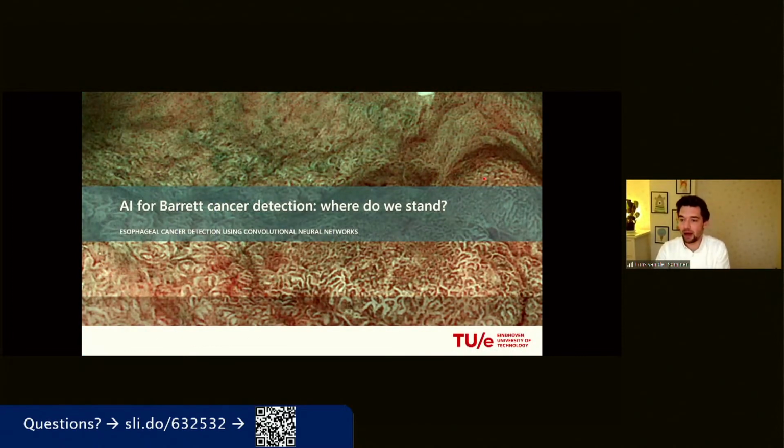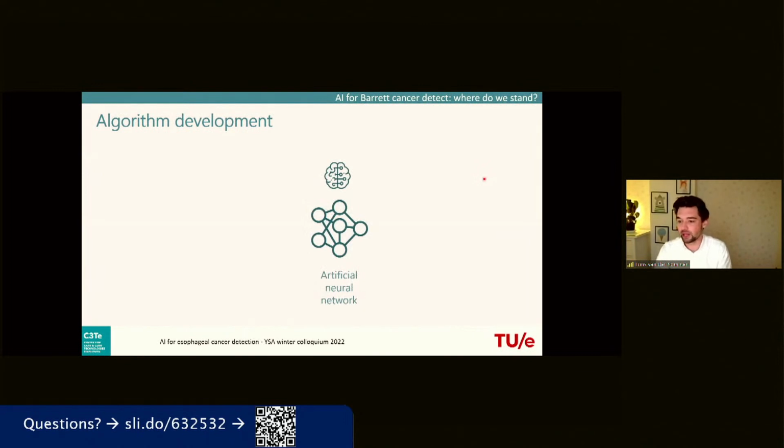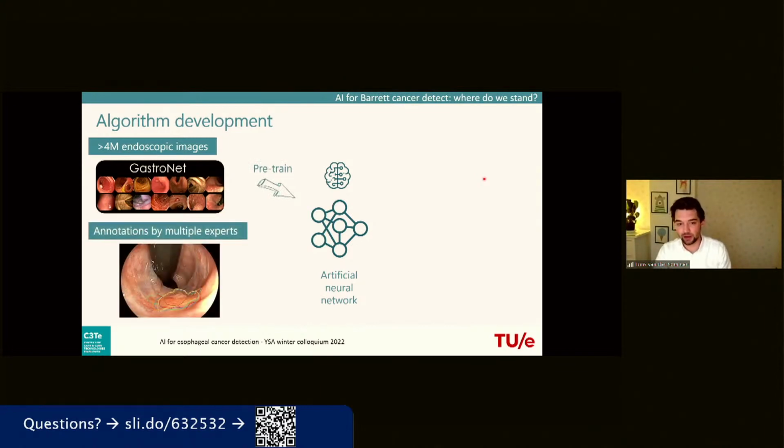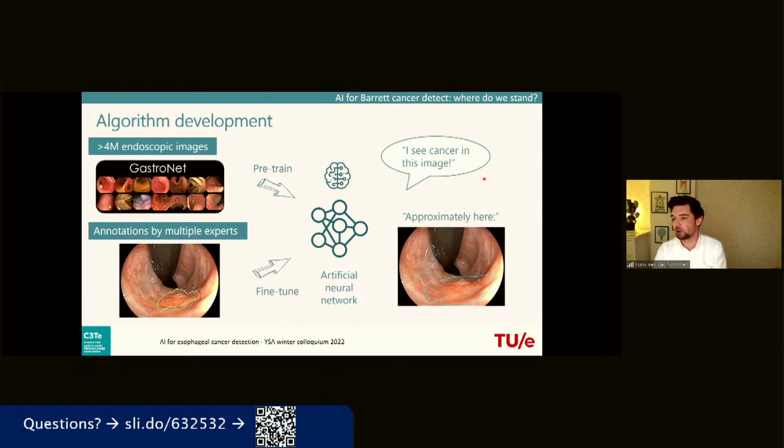So where do we stand now at this point? Like I said, we're using this artificial neural network. We're actually over 4 million images that we use for pre-training now, and we've labeled this data set GastroNet, similar to ImageNet, but for gastroenterology. We use this to pre-train this network, and then we collected a large set of annotations by multiple experts, asking them where in this image do you see cancer, and we use that to train this network. And then basically this network could say to us, okay, I see cancer in this image, and it's approximately here. So there are two functionalities over here. The first one is classifying an image, that there is cancer in the image, and also localizing it so the doctor knows where to take a biopsy.